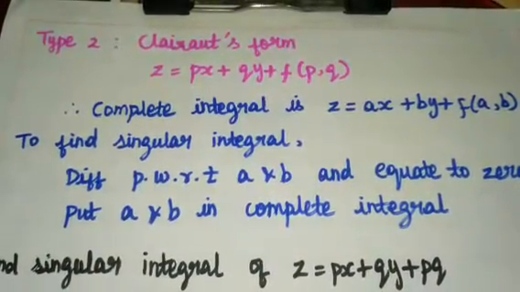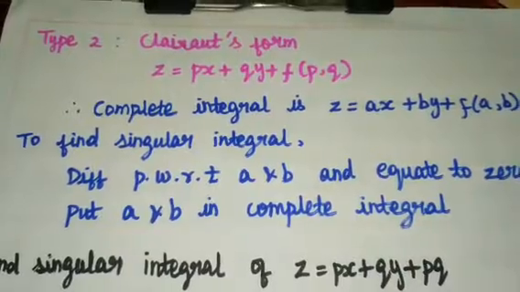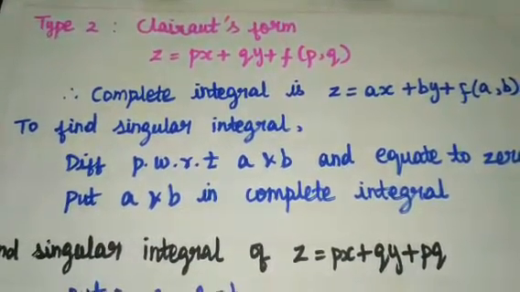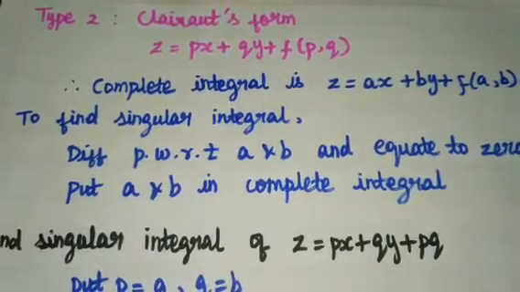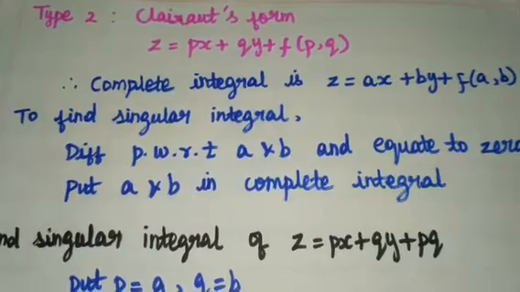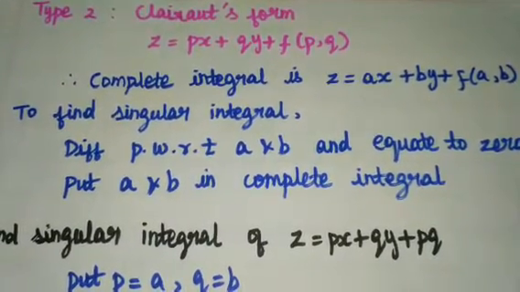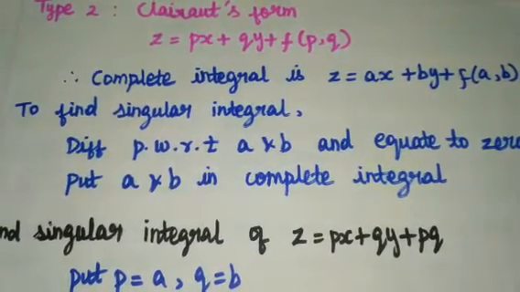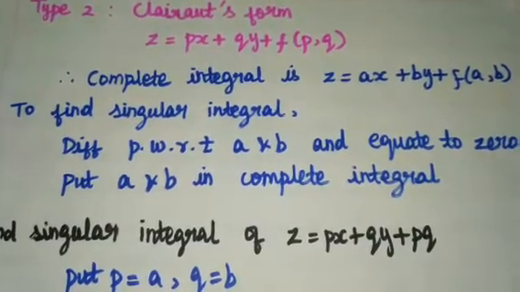Here the steps are, first put p is equal to a and q is equal to b in the given equation. Therefore, complete integral is z is equal to ax plus by plus f of a comma b. And then to find singular integral, we have to differentiate partially with respect to a and b and equate the equation to 0. So then find a and b. So put these a and b in the complete integral to get the singular integral.